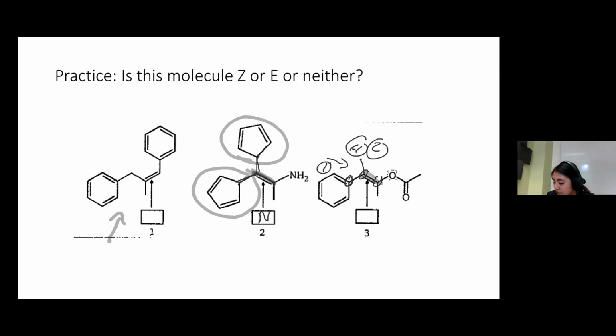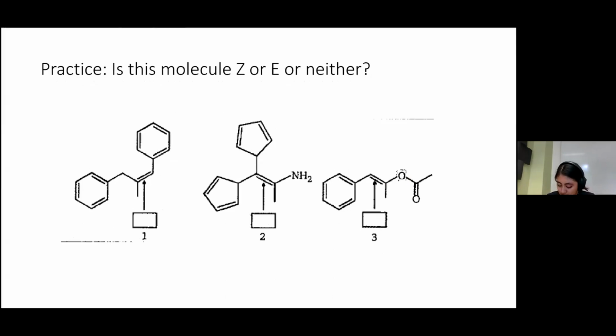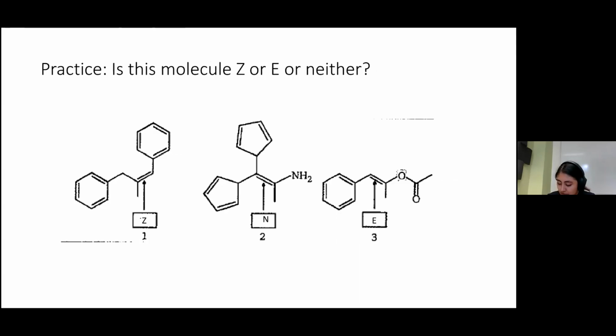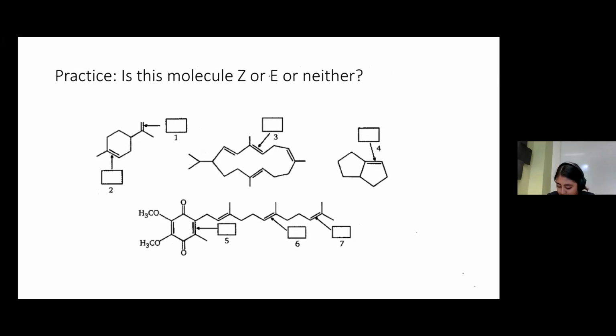Then we're looking at this carbon right here. This is a CH3 and this is an O. An O has a higher priority, so this is a 1 and this is a 2. They're on opposite sides of the double bond, so this is E. They're opposite. Okay, I think this is starting to make sense to you guys, but let's do a little bit more practice. That's the answers for the other one. Okay.